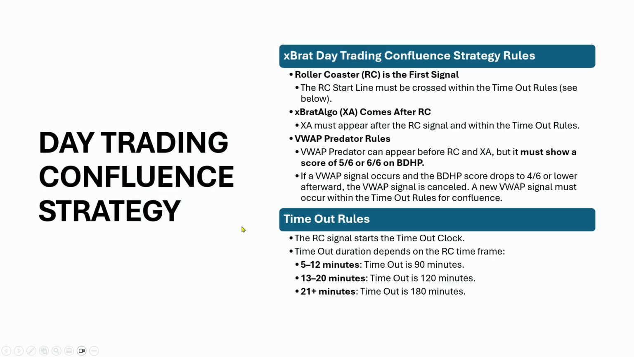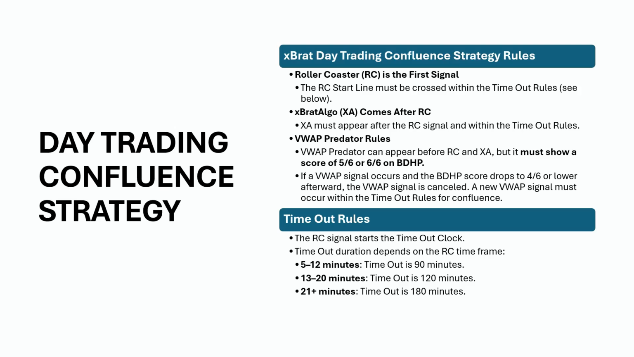So the day trading Confluence strategy rules. The roller coaster is the first signal. It's our anchor strategy. And then the roller coaster start line, and we're going to have a look at the chart in a minute, must be crossed within the timeout rules. And we're going to look at those below in a minute. Then the expert algo has to occur, and that comes after the roller coaster, and that must appear after the roller coaster signal and within the timeout rules again.